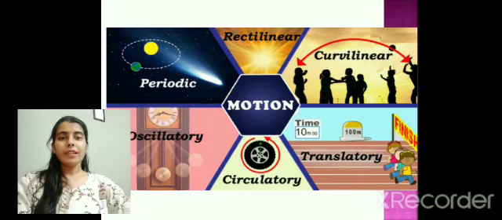Rectilinear motion can be related to light also. Light always follows a straight path. That is called the rectilinear propagation of light.